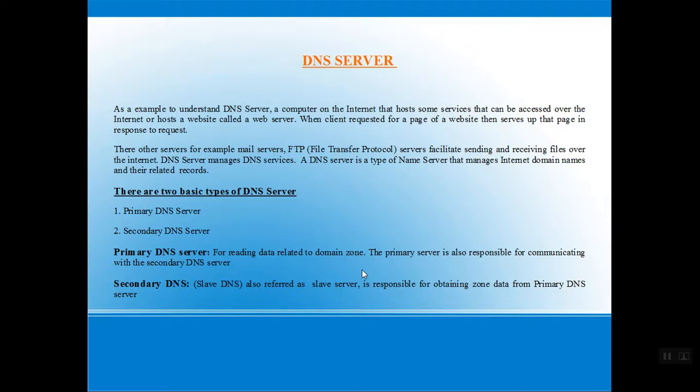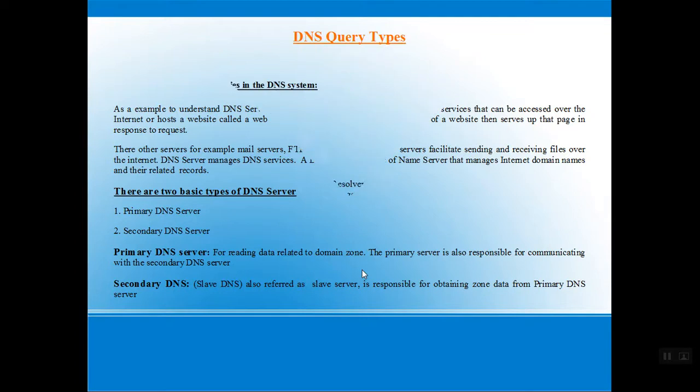Basically, we have two types of DNS server: a primary DNS server and a secondary DNS server. The primary DNS server reads the data related to the domain zone only. And the secondary DNS server works as a backup for the primary DNS server.